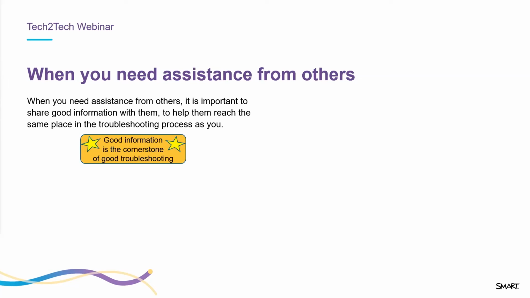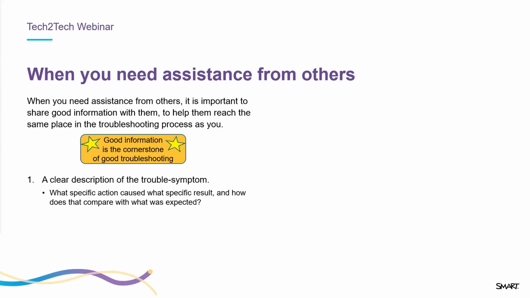If you ask for help from someone else and they don't have all of the information about what hypotheses you've already done or what the situation currently is, they may ask you questions about things you've already done because they don't know what you've already done. So sharing good information is critical.